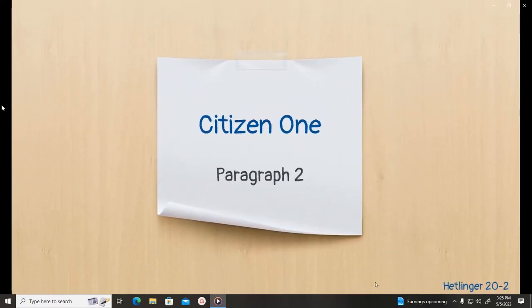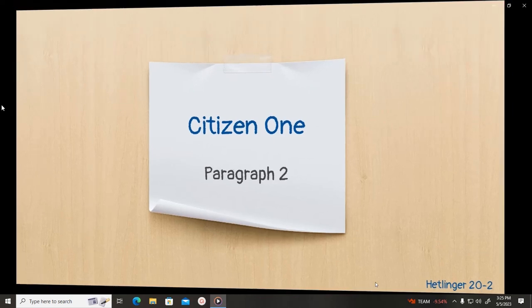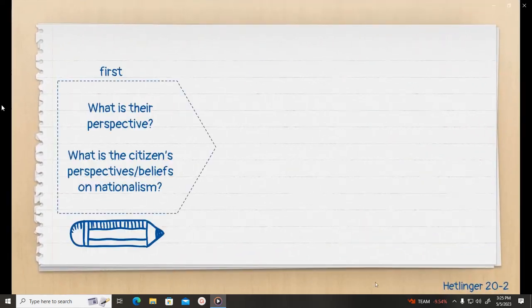Then we're going to examine the 3 citizens. So first we've done an introductory paragraph, and now we're going to examine Citizen 1. In this second paragraph, we're going to examine what their perspective is. What is the citizen's perspective or beliefs on nationalism?